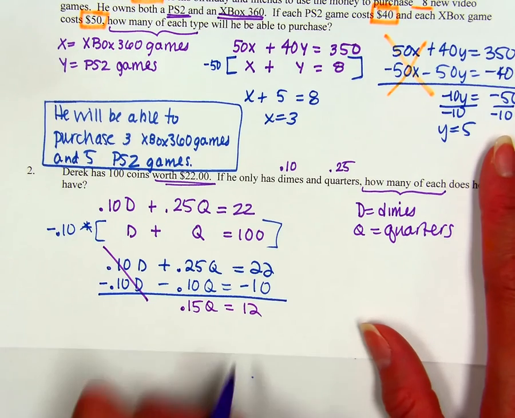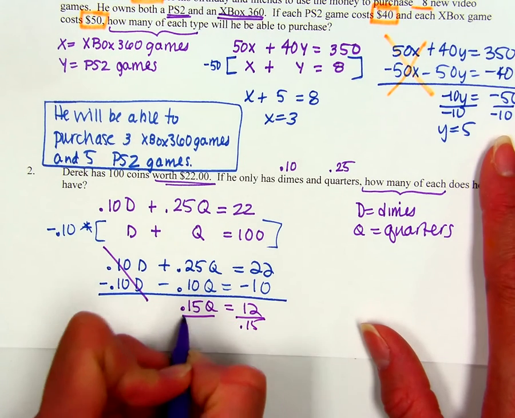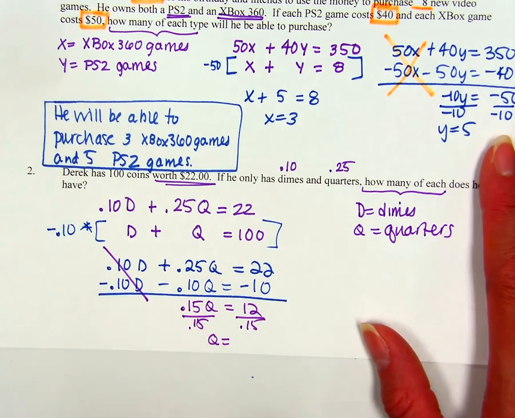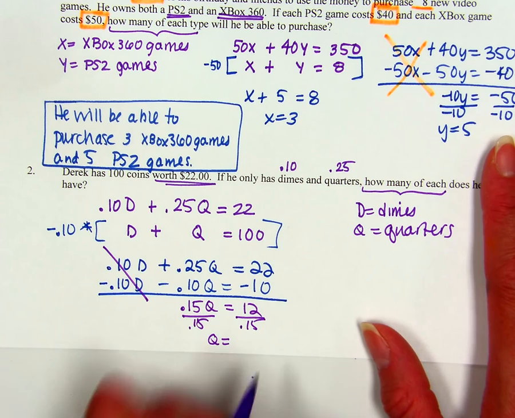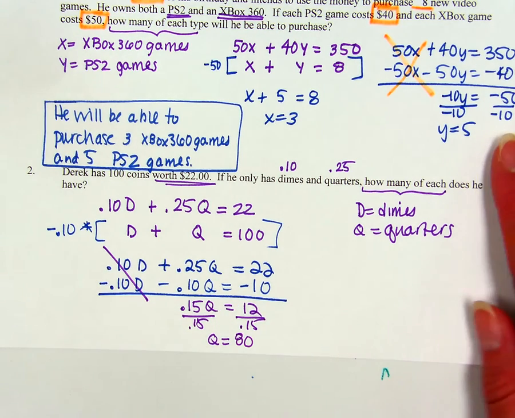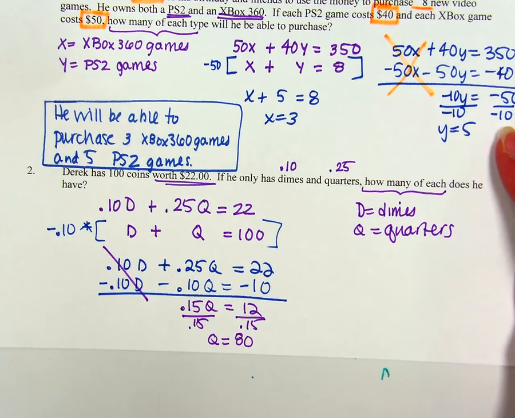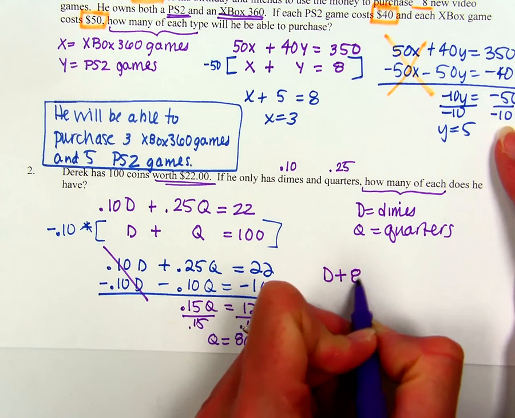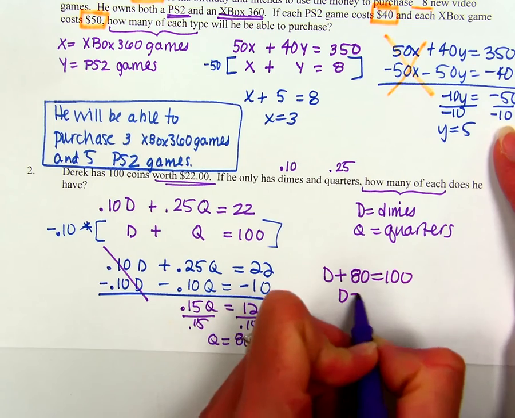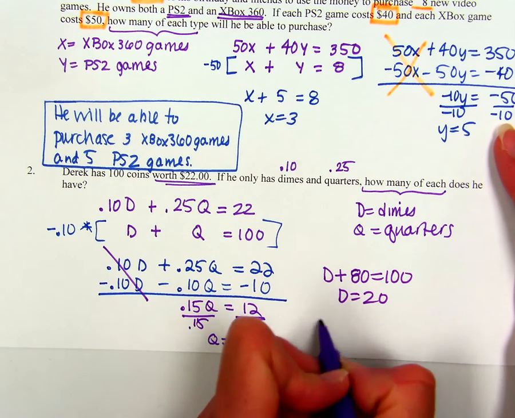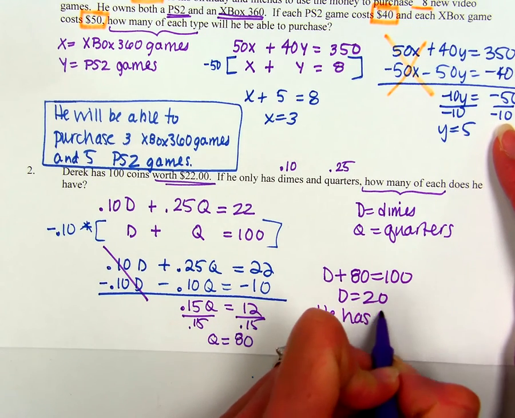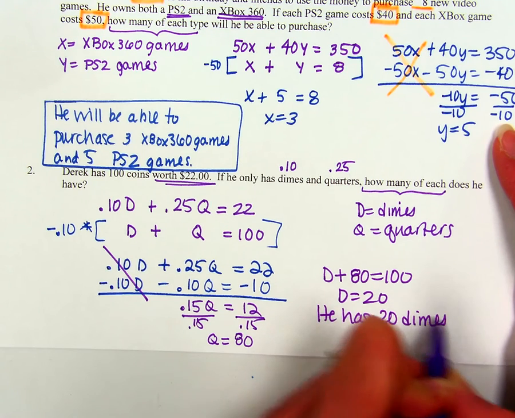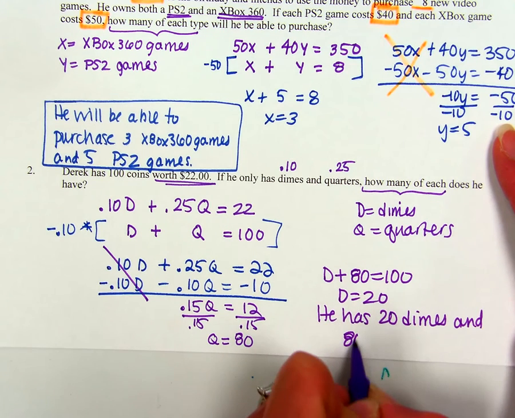If you divide both sides by 0.15, you get Q equals 80. All right, so that answers part of my question. I have how many quarters I have. How many dimes? This is the easiest equation. So dimes plus 80 equals 100. Well, dimes is 20. So to answer the question, he has 20 dimes and 80 quarters.